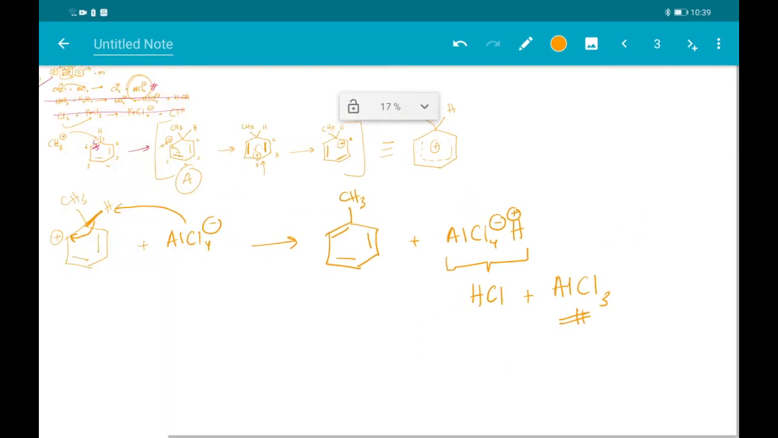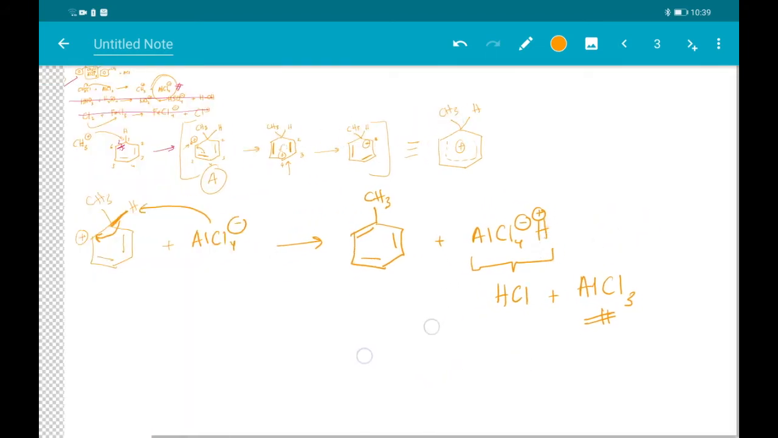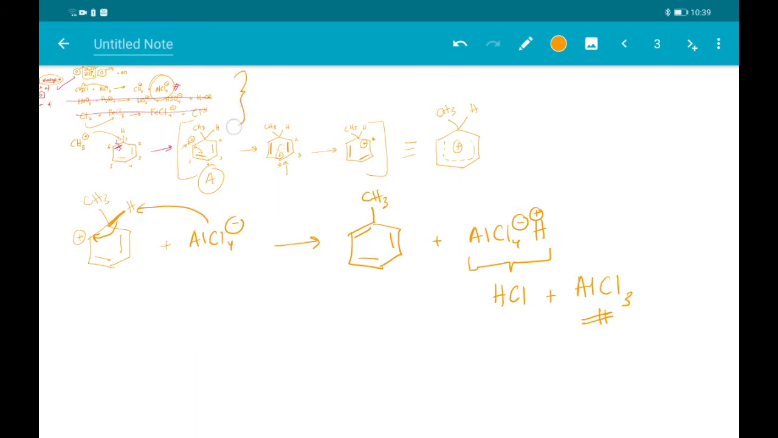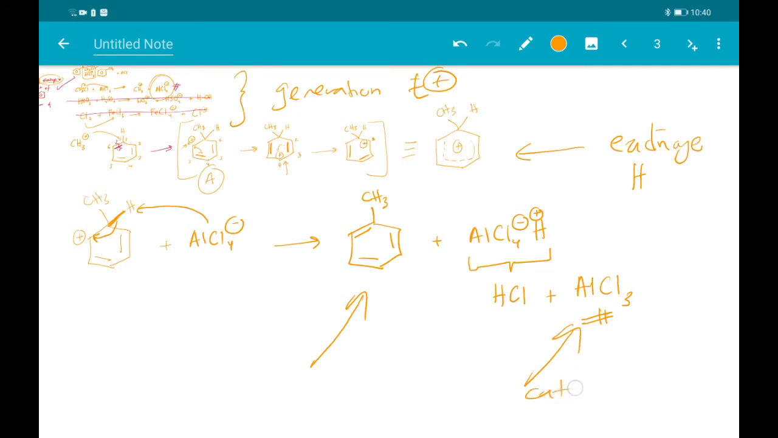So there you have it. These are the 3 things that we need to show. Again, the first one is the generation of the electrophile. Secondly is the exchanging process of the electrophile with the hydrogen. And finally, we're going to get our desired product while producing back the early catalyst that we are using.